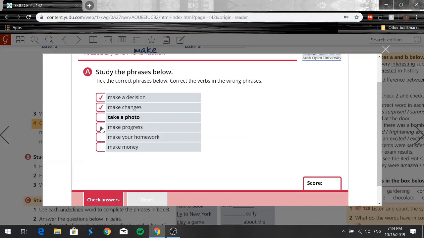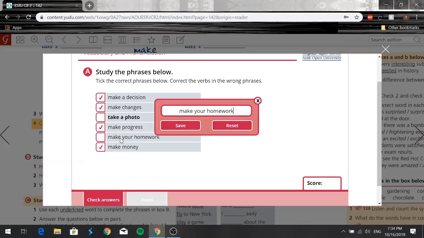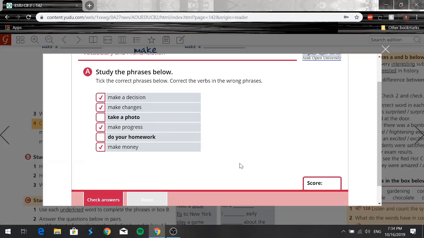Make progress, right? Make your homework, that is wrong. And finally, make money. Make money is correct, but make your homework is wrong. It's actually do your homework, okay? I never say I'm gonna make my homework. I'm gonna do my homework, okay? So again, make a decision, make changes, take a photo, make progress, do your homework, and make money, okay?